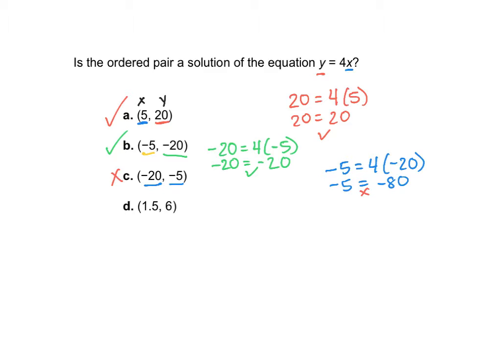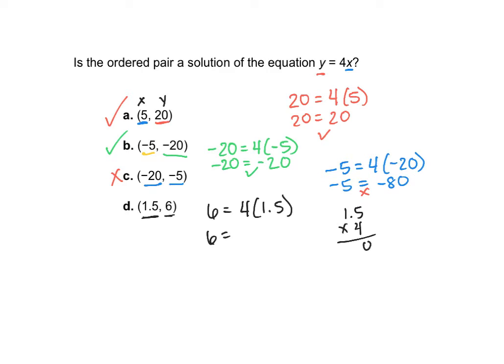And then let's try D finally. So our x coordinate is 1.5. Our y coordinate is 6. 6 equals 4 times 1.5. All we're doing is substituting in 1.5 for x, 6 for y. So 6 equals 4 times 1.5. Let's go ahead and do that.